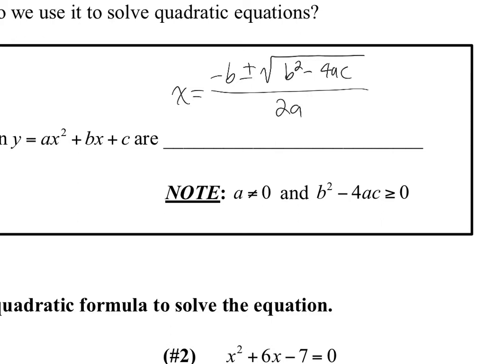Let's do it a couple more times. Ready? X equals negative b plus or minus the square root of b squared minus 4ac all over 2a. One more time for good measure. Ready? 1, 2, 3. You can sing along if you like. X equals negative b plus or minus the square root of b squared minus 4ac all over 2a.